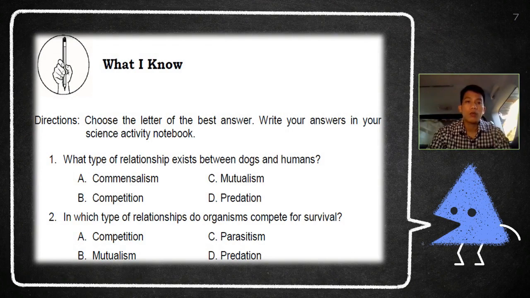For the What I Know, the direction is to choose the letter of the best answer. Write your answer in your science activity notebook, or in your answer sheets, or in your worksheets. This comprises 15 items of questions.